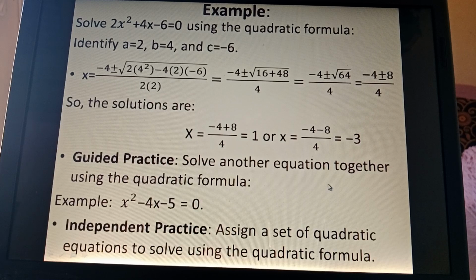So the solutions are x equals negative 4 plus 8 over 4, which is equal to 1, or x is equal to negative 4 minus 8 over 4, which is negative 3.